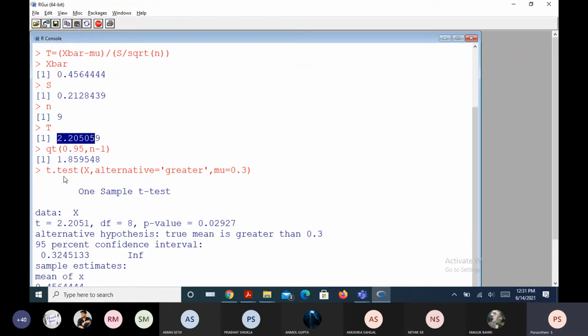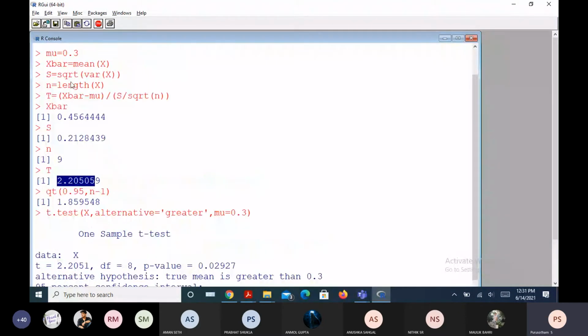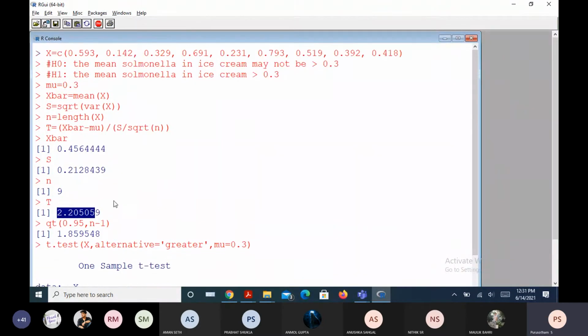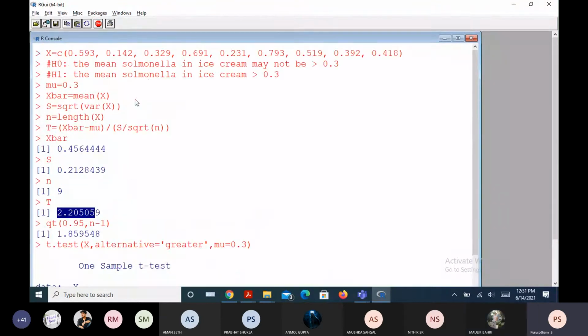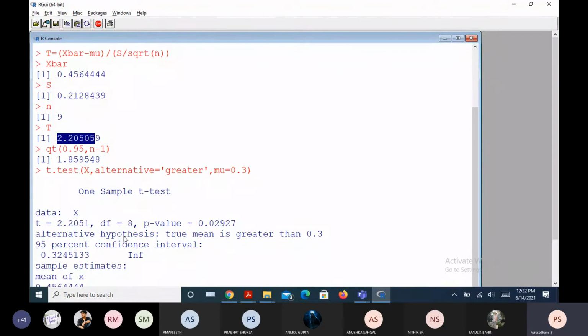When you call the syntax T dot test, that will take care of finding the mean and standard deviation of this capital X, and straight away it will produce the DF here, degrees of freedom. As I said, n minus 1. Is it n minus 1, 8? Yes, sir, it's 8. Alternative hypothesis, what we consider as the mean is greater than 0.3. It is showing that when you write alternative as greater, the alternative hypothesis is the true mean is greater than 0.3, right?